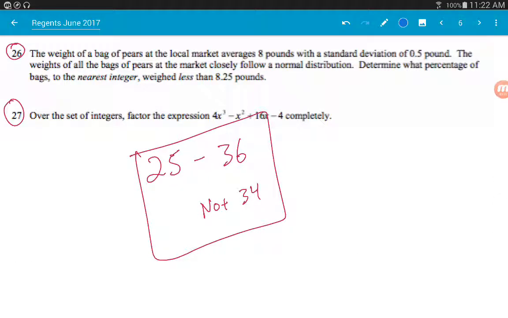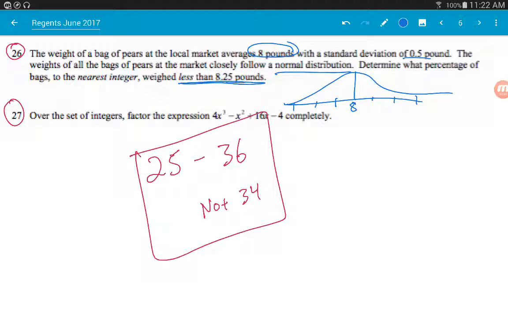26. The weight of a bag of pears at a local market averages 8 pounds with a standard deviation of 0.5. They follow a normal distribution, so that means we can draw the curve for it. 8 is going to go in the middle, and it's going to go 1, 2, 3, 1, 2, 3, and they want to know less than 8.25 pounds. That's just less than 8.25 being our upper.